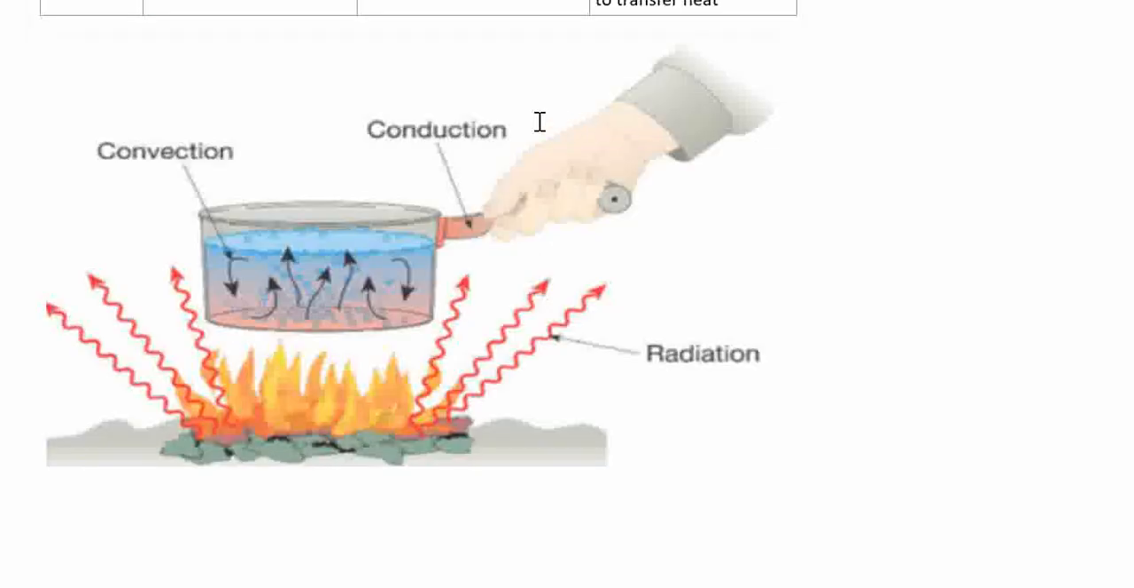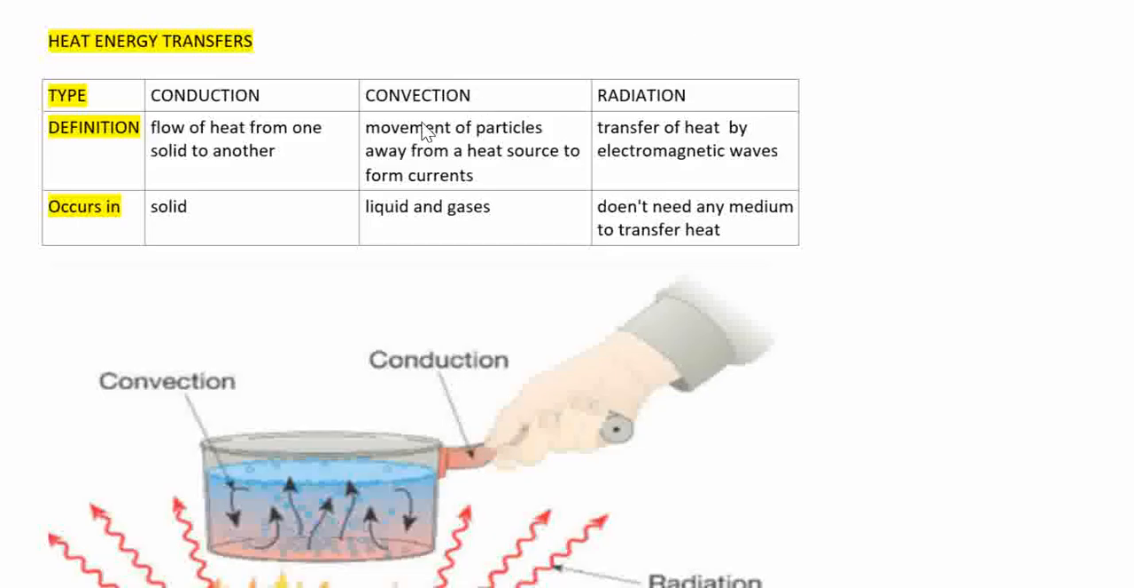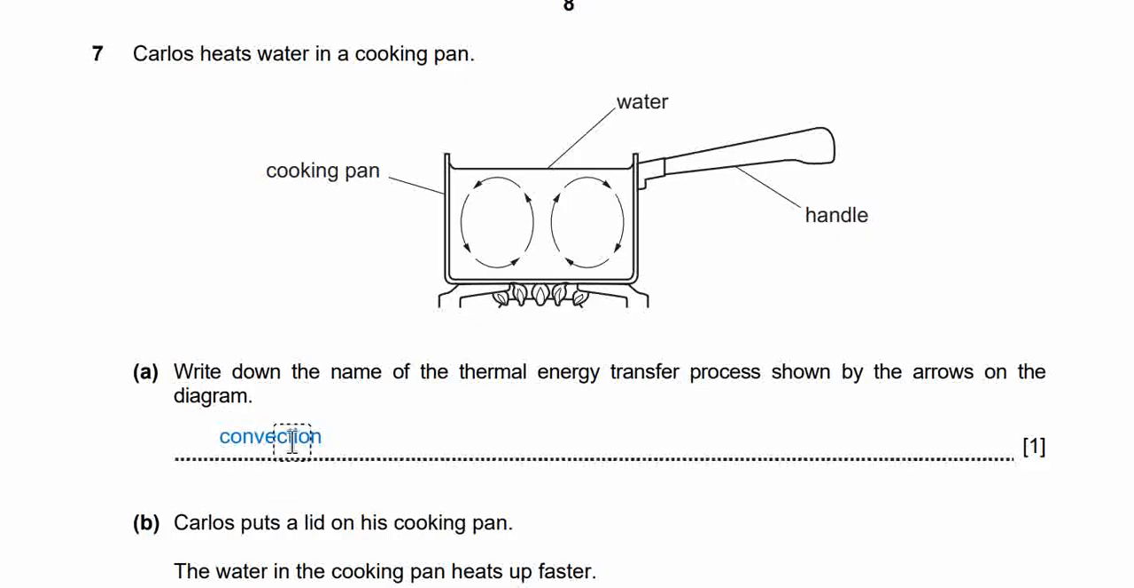As we can see in the diagram, there are three types of energy transfer. Conduction is through the metal, convection is in the water that is being heated up, and there's radiation. The one that happens in water is convection. Convection is the movement of particles away from a heat source to form currents. Conduction is from one solid to another. So we type down convection.